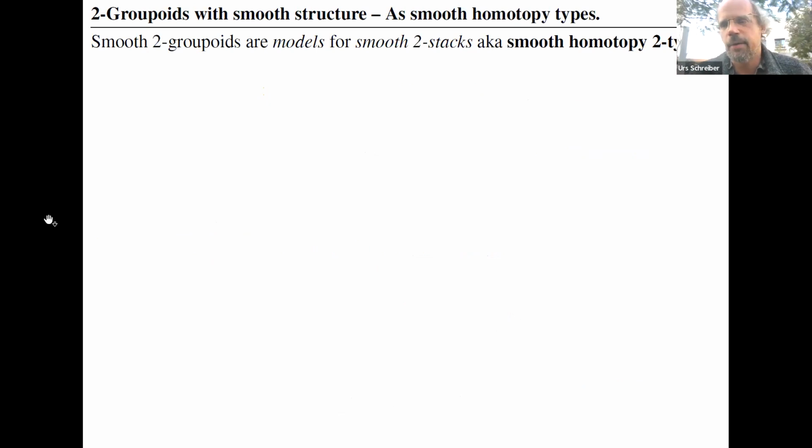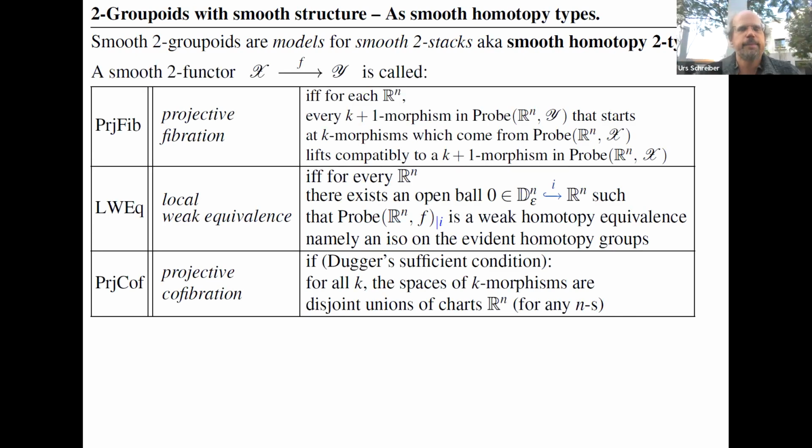I don't want to be speaking too much about stacks here, just to bring out the simple mechanism behind all this. But I have this one slide here just pointing out that, of course, behind this is some stacky theory. We don't actually need to go through this description here, but just to highlight that what I'm setting up here, these smooth 2-groupoids, are of course going to be models for what you might call smooth 2-stacks or smooth homotopy 2-types, or whatever words you like.